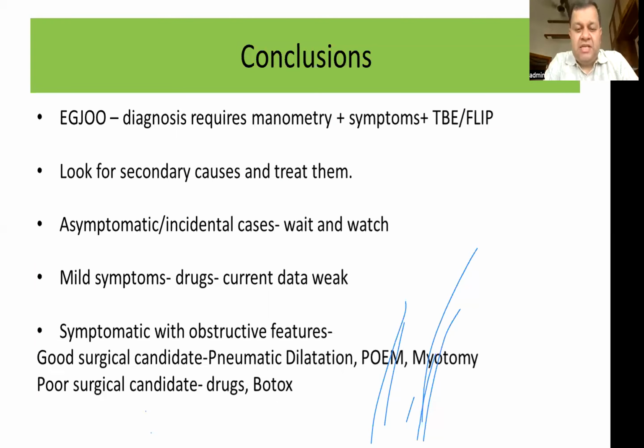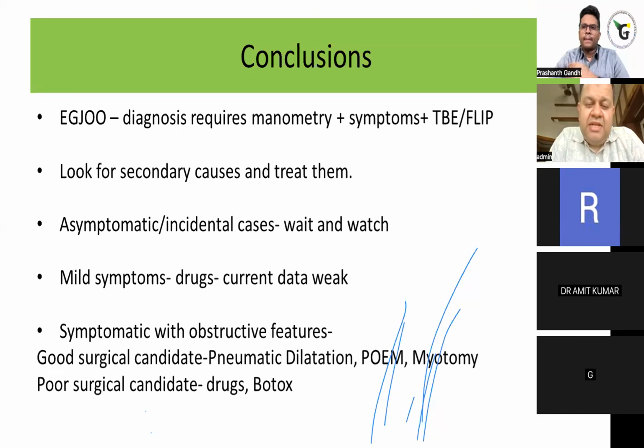However, the current data is weak and we really do not know the efficacy of the majority of the drugs in the long term. It has been found that around 40% of patients do show clinical response to drugs, but the data remains very sketchy and weak. For patients who are symptomatic with obstructive features and are good surgical candidates, we should go ahead with pneumatic dilatation, POEM, and myotomy. In poor surgical candidates, we can go ahead with drugs and Botox injection.